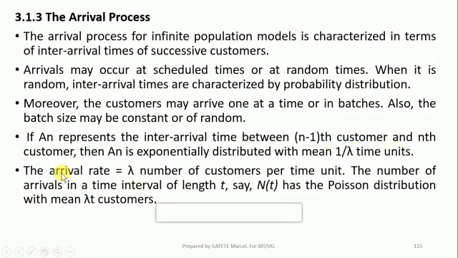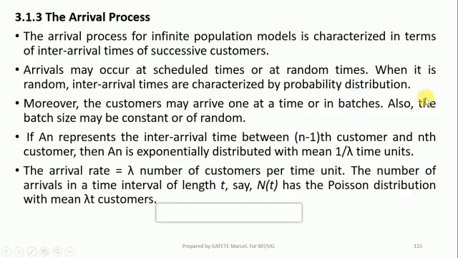Here the arrival rate lambda is the number of customers per time unit. It means it is the number of customers who arrive per time unit. For example, lambda can be 10, so 10 is the number of customers who came per 1 hour.